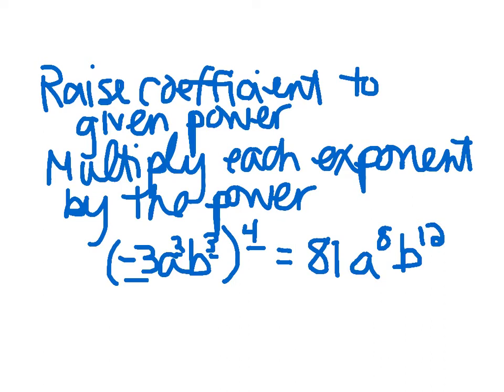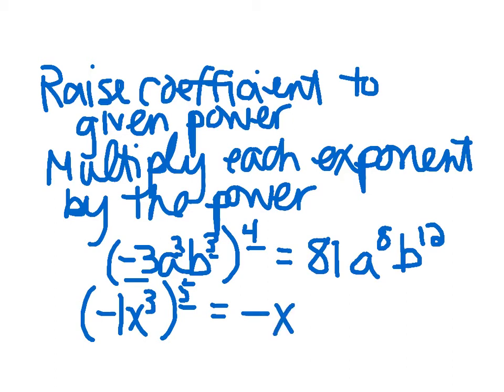One thing that can sometimes be confusing is if I have (-x³)⁵. Well, I know I need to raise my coefficient to the fifth power. My coefficient is negative 1. Remember, 1 to the fifth power is still 1, because it's 1 times 1 times 1 times 1 times 1. Negative 1 to the fifth power, a negative number raised to an odd power, gives me a negative. So it's going to be negative x, or negative 1x, to the 3 times 5, or 15th.